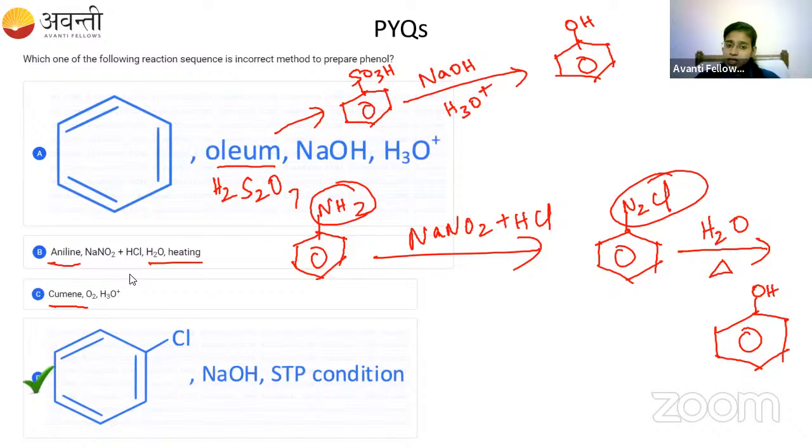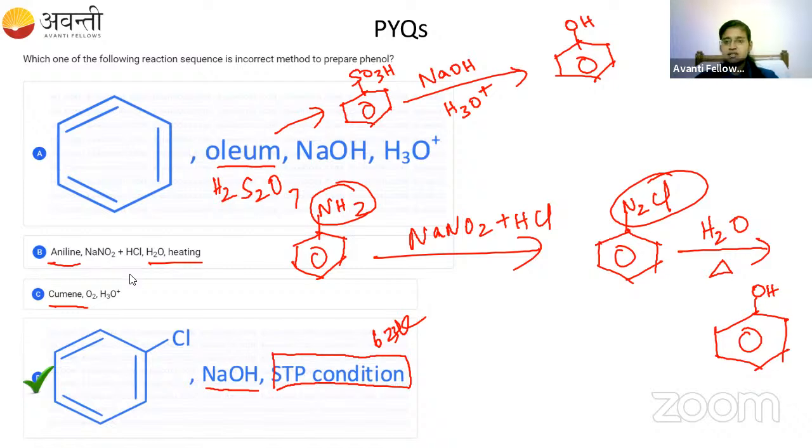Chlorobenzene treated with NaOH cannot lead to the formation of phenol at standard temperature and pressure. You can get phenol using chlorobenzene and NaOH, but only at very high temperature and very high pressure. In the previous lesson, we have discussed this, right? At 623 Kelvin only you can prepare the phenol from chlorobenzene. At normal temperature, it cannot happen. Got it? So option D is the incorrect method of preparation of phenol.